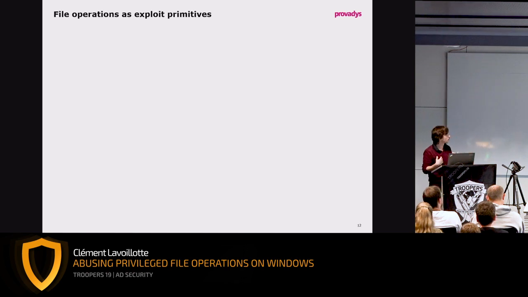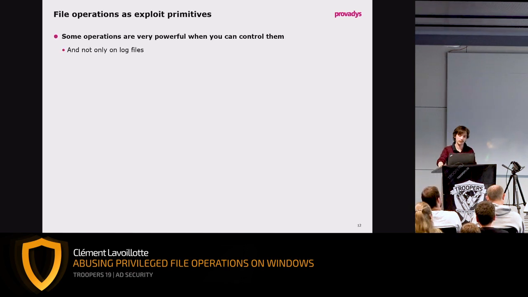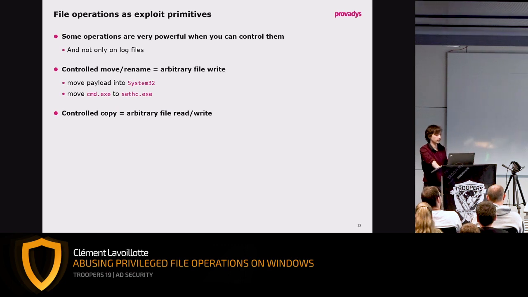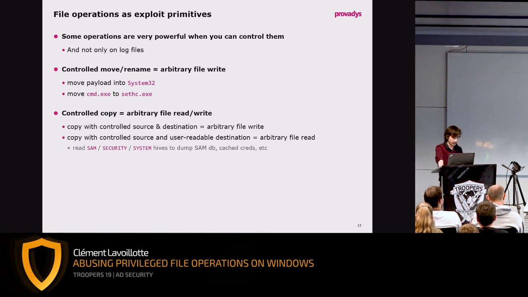So we see that we can look at some file operations as kind of exploit primitives, and some of them are very powerful. For instance, of course, a move or rename, but also if you can control a copy. So if you control both source and destination, it's basically the same thing. And if you control the source, but not the destination, but the destination is somewhere the unprivileged user can read, well, then you got an arbitrary file read, and you can try to exploit this to read secrets.